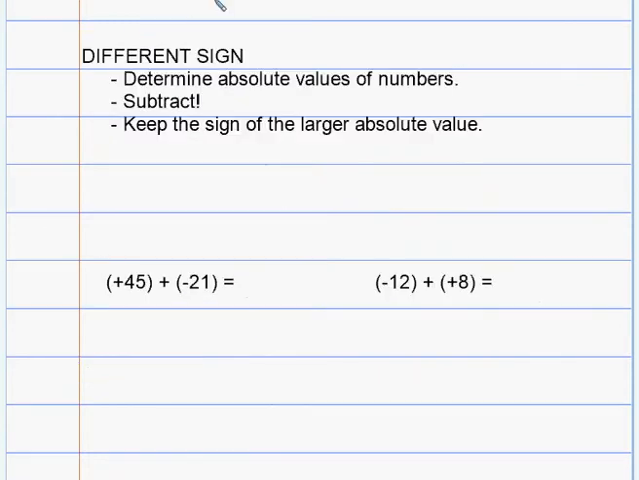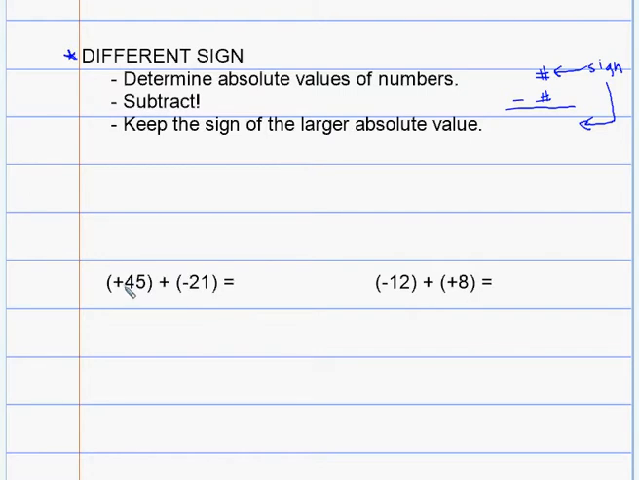Well, what happens if they're different signs? We still have to determine the absolute values, and then we will subtract. And you will keep the sign of the larger absolute value. Whatever the sign is on that larger number, when you subtract them, that will be the sign that you end up with in your answer. So let's take a look at 2 examples here.